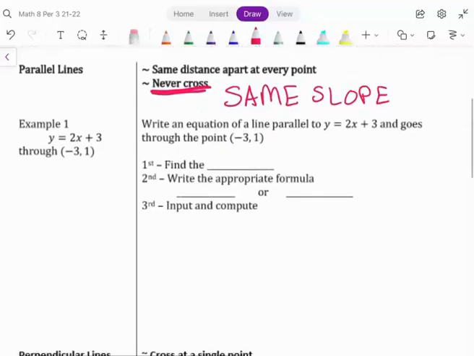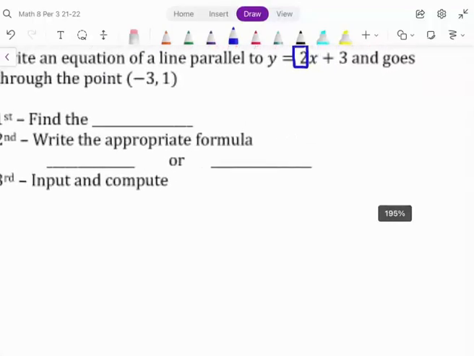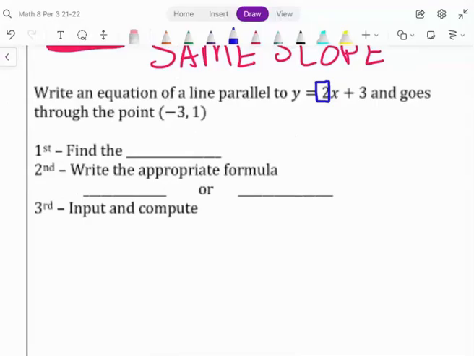touch. Okay, so it says, write an equation of a line parallel to y equals 2x plus 3 that goes through the point (-3, 1). First thing you got to do is go look at this guy right here. What does he tell you? That guy tells you it's m equals 2. So the first thing you're going to do is find the slope. On this one, it's m equals 2.